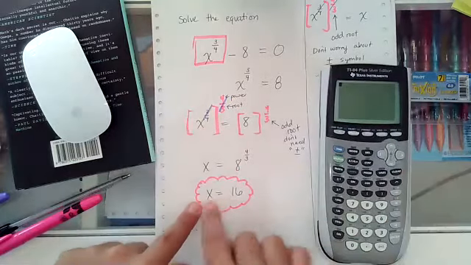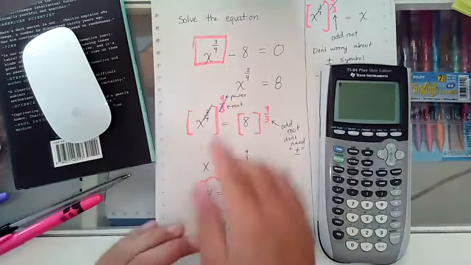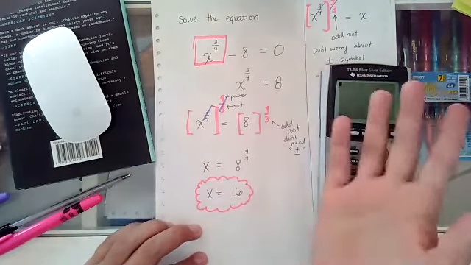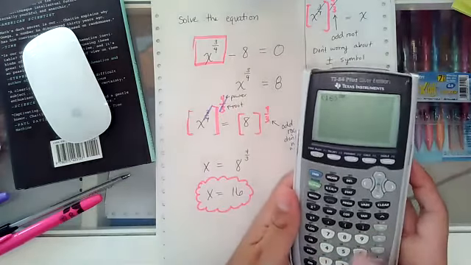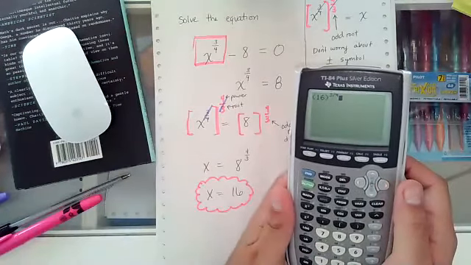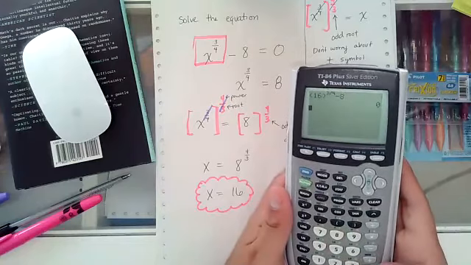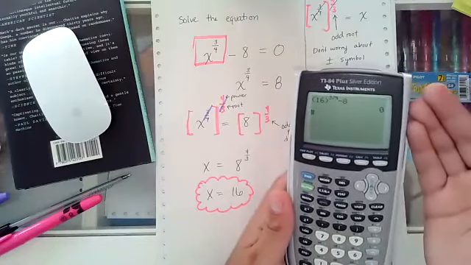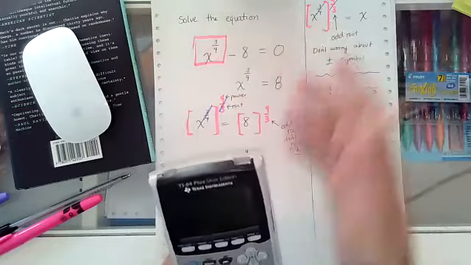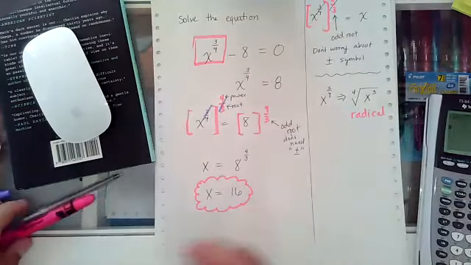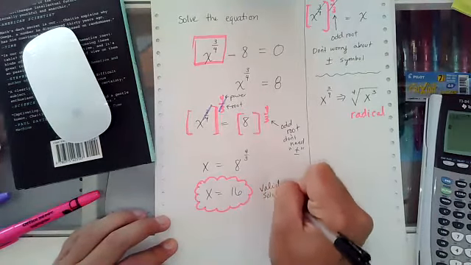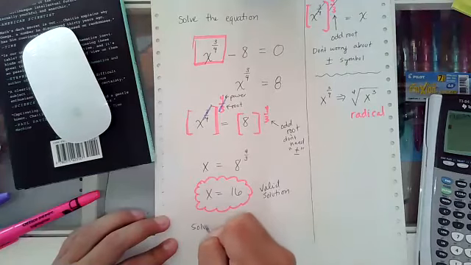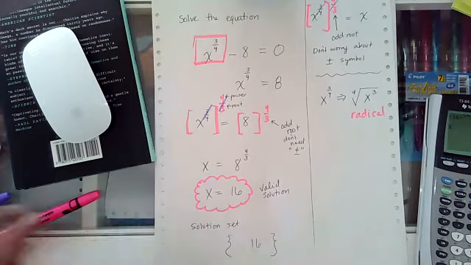So what I might do is plug this back into the original and see if I get 0 when I subtract 8. So I might say that this is parentheses 16 raised to the 3/4 power minus 8 is equal to 0. Well, that's a true statement. It makes my original equation true. So this has to be a correct solution. So my solution set contains the single number 16.